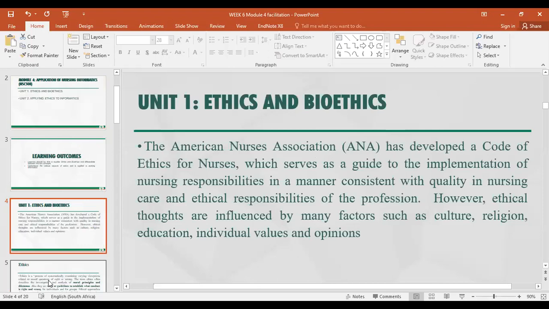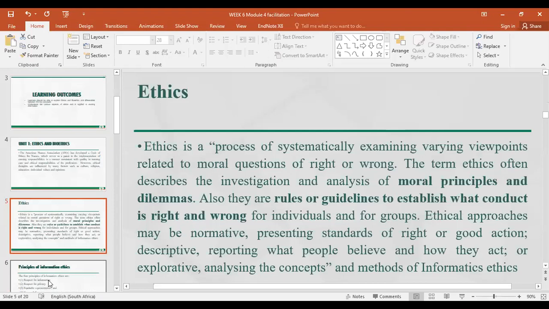So I've mentioned that the American Nursing Association have developed a code of ethics for nurses, which we are going to see now. Ethics is systematically examining various viewpoints related to moral questions of right or wrong. So it's just a systematic way of examining a view on whether it is right or wrong. In short words, one can say that it is moral principles or dilemmas or rules or guidelines to establish what conduct is right or what conduct is wrong.